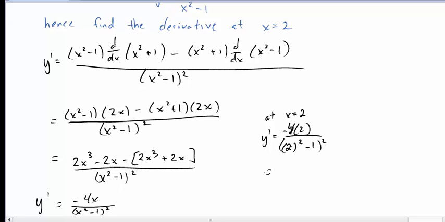it's just a matter of substituting. So we get, I'm going to change this notation to dy dx. The change of y with respect to x is negative 8 over 9. And what that means is that at x equals 2, the slope of the tangent line is negative 8/9.